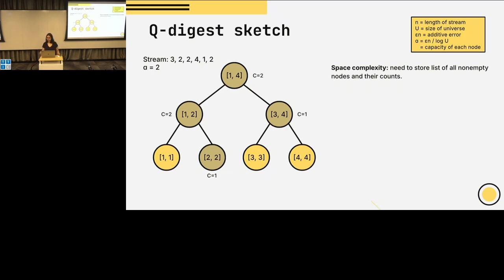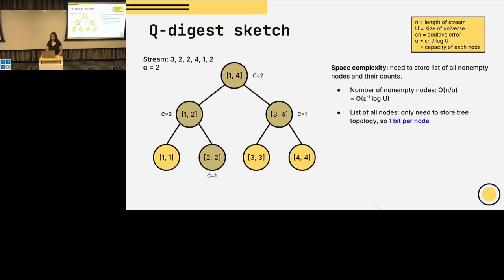Great. So now the thing we need to analyze is space complexity. So what do we need to store? We need to store the list of all of the non-empty nodes and their counts. So the number of non-empty nodes is approximately n over alpha. You can show that if the capacity is alpha and you do this push-up strategy where you always try to fill the higher nodes before you bleed into lower nodes, the number of nodes will always be at most O of n over alpha. It's just a thing you can show. And so that's approximately epsilon inverse log U.